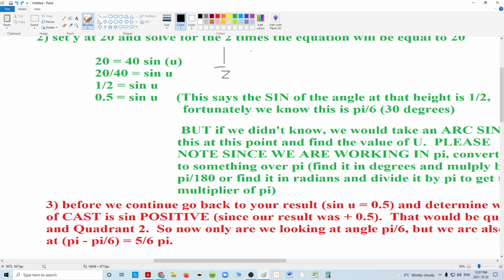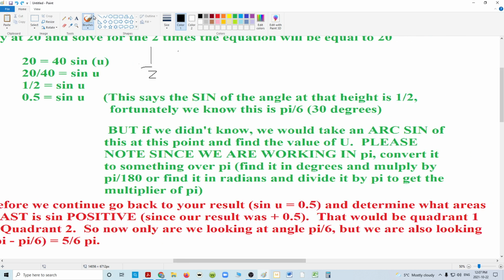And then I put a note here. Fortunately, we know from our exact values that when sine u is 0.5, the angle we're dealing with is 30 degrees, or pi over 6. But if we didn't know, we would take arc sine. At this point, we find the value of u. Please note, since we are working in pi, convert it to something over pi. Find it in degrees and multiply it by pi over 180, or find it in radians and divide it by pi to get a multiplier of pi radians. Otherwise, you'll be working in decimals, and if your teacher wants to see an answer like this, you're not going to get full marks unless you learn how to convert.